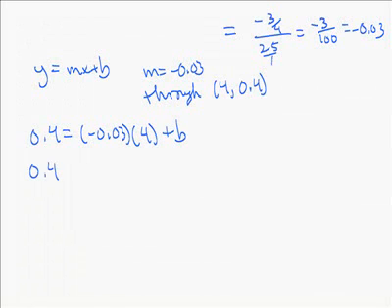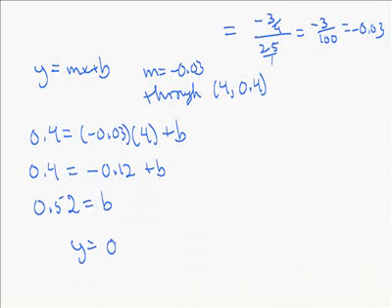Let's see, so 0.4 equals, if we take 4 times negative 0.03, we get negative 0.12. And if we add that, we're going to get 0.16. That's not right, is it? No, how about 0.52? Let's try that. That's what b is equal to. So we have the equation of our line. y is equal to our slope of negative 0.03 times x plus our y-intercept of 0.52.